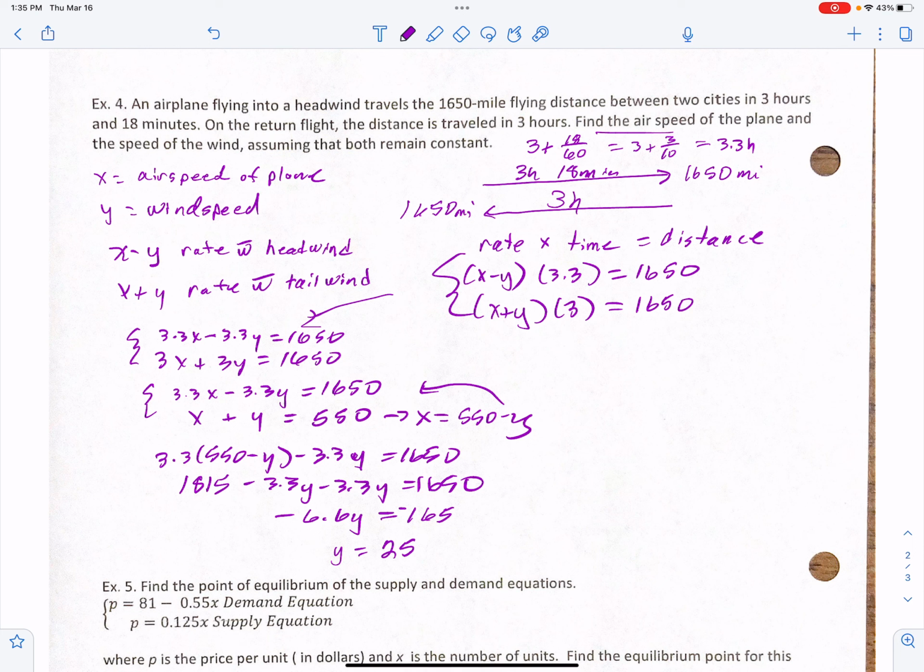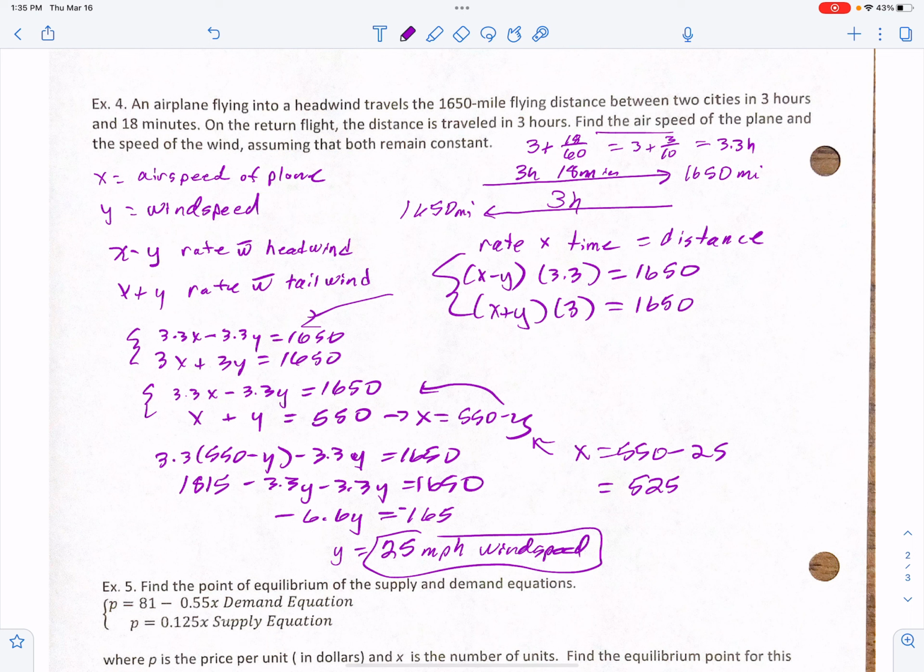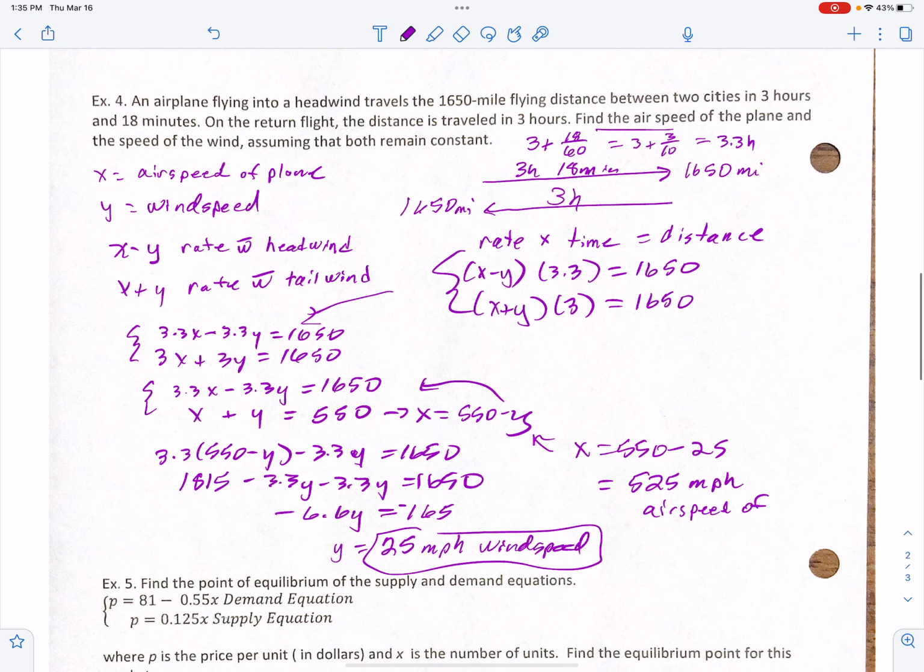And y is the wind speed, so 25 miles per hour is my wind speed. And then right here, x is 550 minus 25, which is 525, and it will be miles per hour, is my airspeed of the plane.